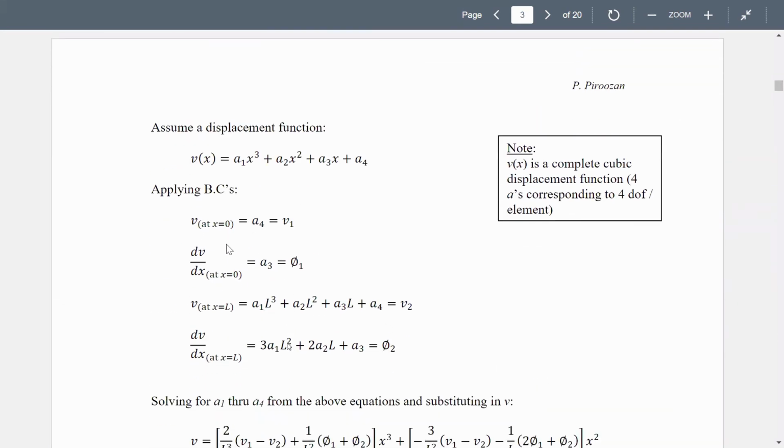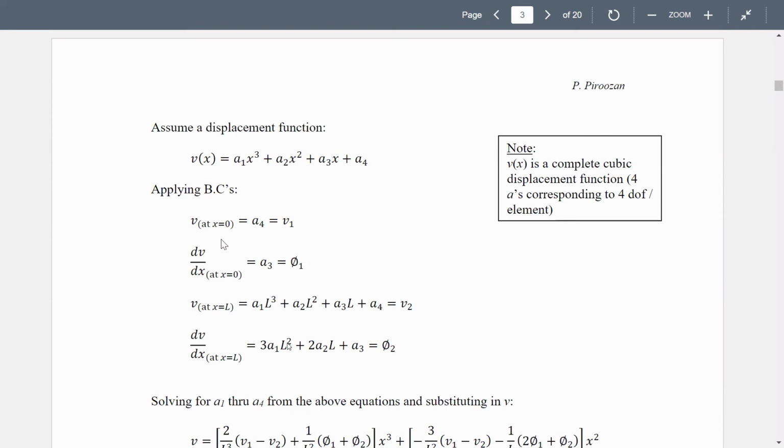When x is 0, this is 0, 0, 0. So our V would be equal to A4, which is V1. Derivative of this is rotation. So rotation is dv over dx at x equal to 0. This one would be 0. A3 is equal to phi1.